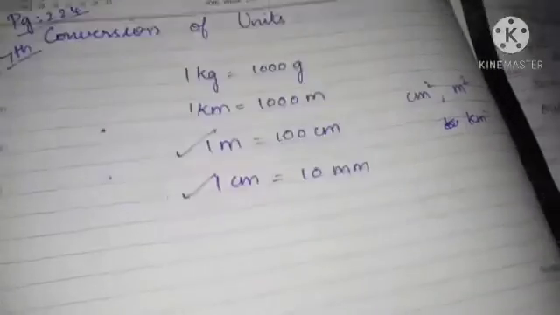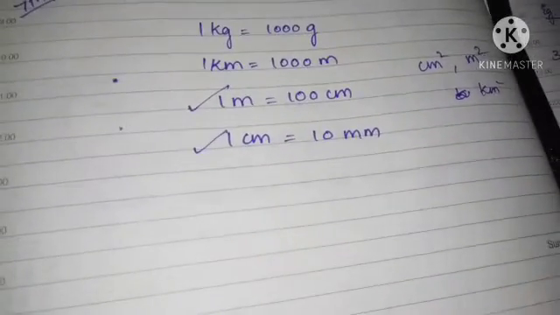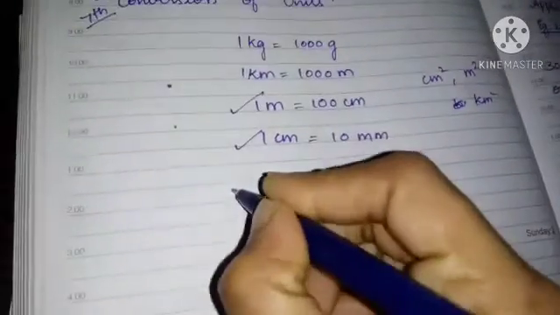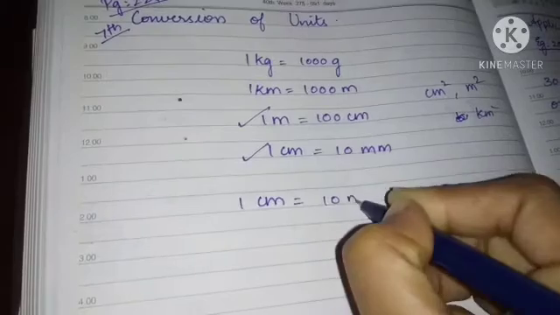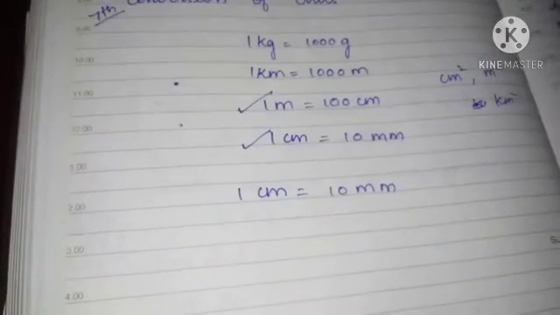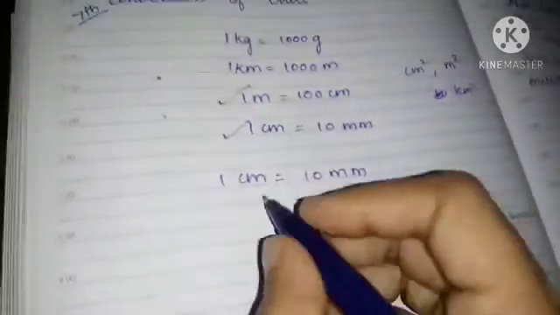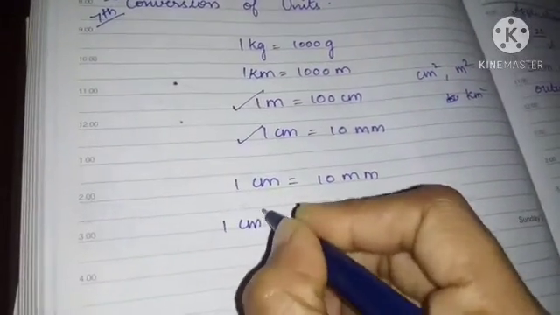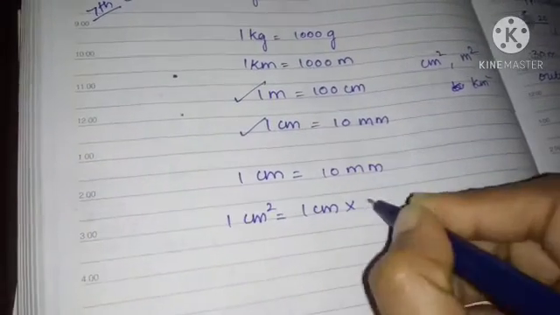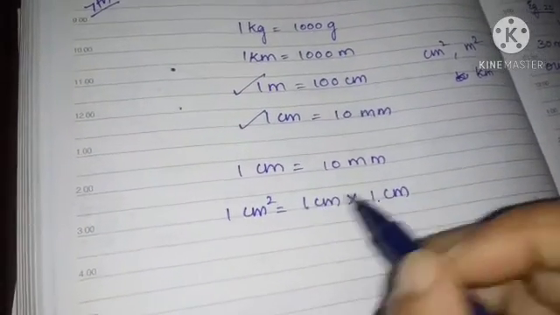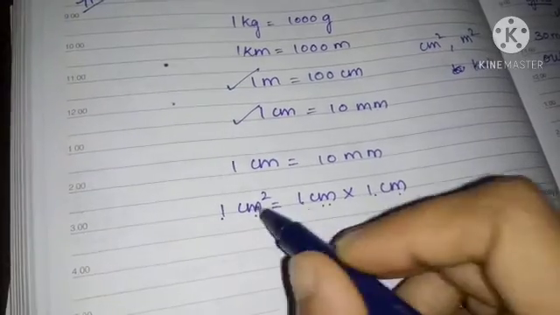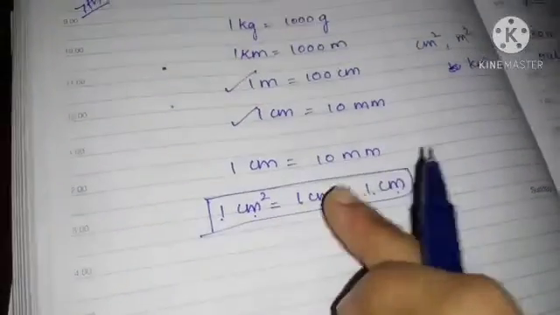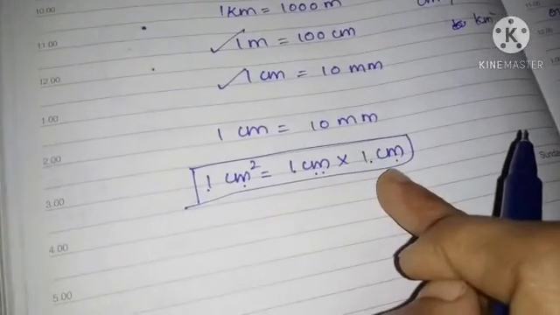So now when it comes to the square units, what changes should we make? That's what we are going to discuss now. You know that 1 centimeter is equal to 10 millimeter, right? So we have to convert this centimeter to centimeter square. So 1 centimeter square is nothing but 1 centimeter into 1 centimeter. 1 into 1, 1. Centimeter into centimeter, centimeter square. So always 1 centimeter square can be written as 1 centimeter into 1 centimeter, right?